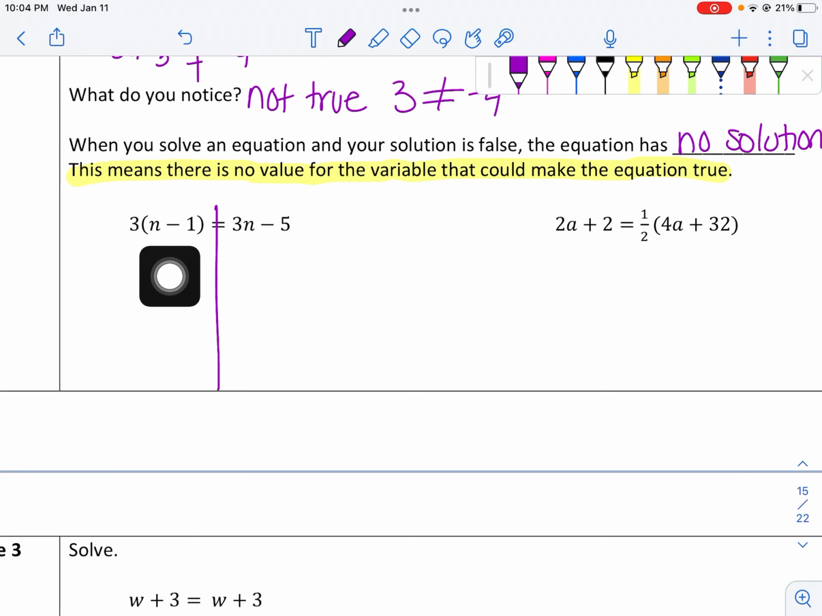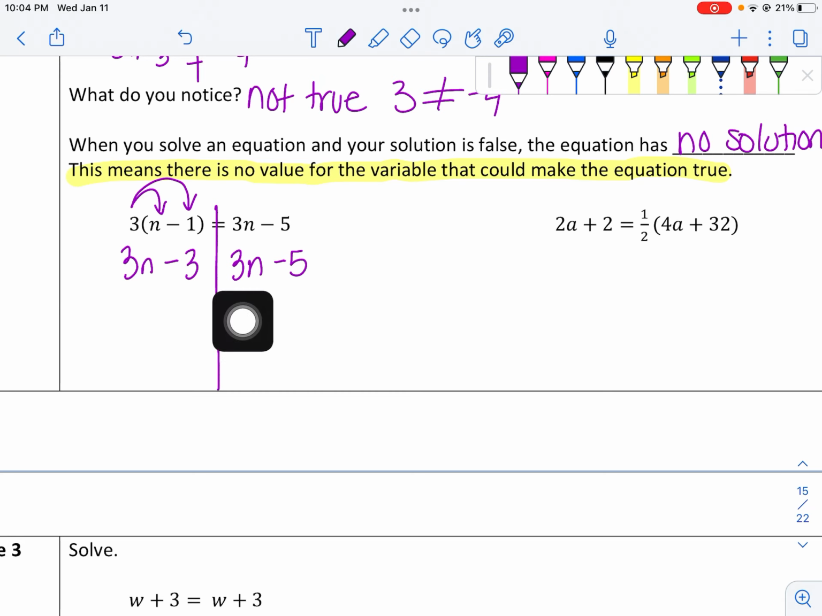Okay, this one has variables on each side, but we have the distributive property first. We're going to start with that. So 3 times n is 3n, and 3 times negative 1 is negative 3. And then we have 3n minus 5 on the other side. Now we have variables on either side of the equation, and so we want to get the variables all on one side. So positive 3n on the right, so I'm going to subtract 3n on both sides.